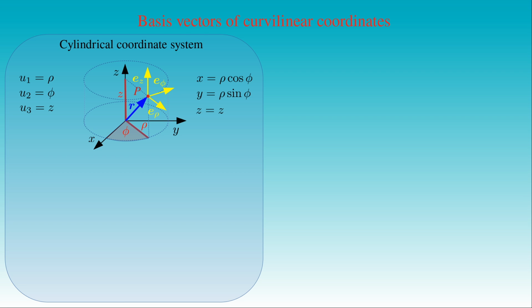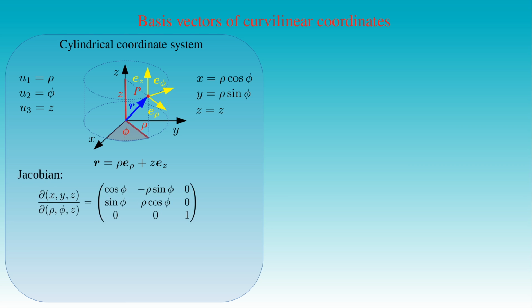We know that the position vector pointing at P has the basis expansion ρ times e_ρ, plus z times e_z. By taking the derivatives of the coordinate transformation with respect to ρ, phi, and z, we can compute the Jacobian of the transformation. Now we can determine the basis vectors from the column vectors of the Jacobian. e_ρ is given by its first column vector.